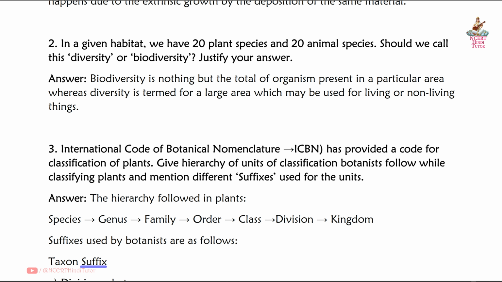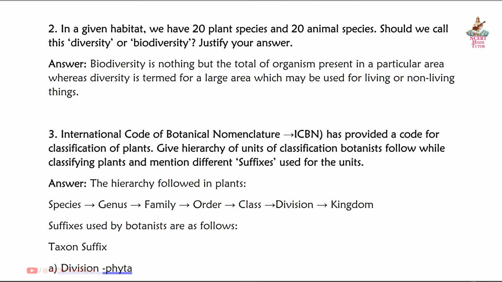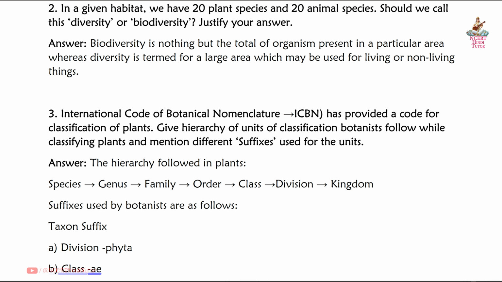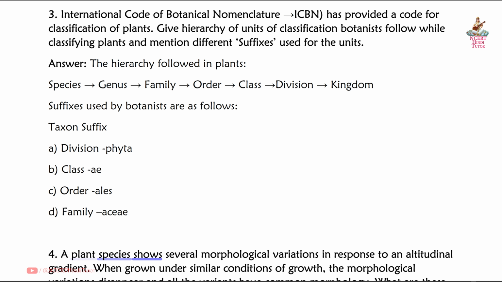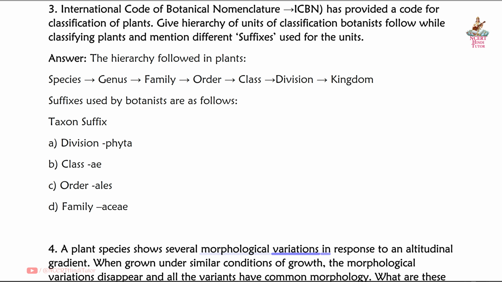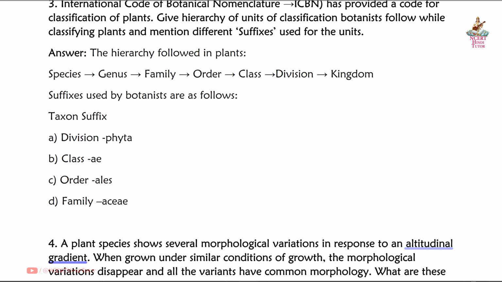Taxon, suffix. A. Division: -phyta. B. Class: -ae. C. Order: -ales. D. Family: -aceae.